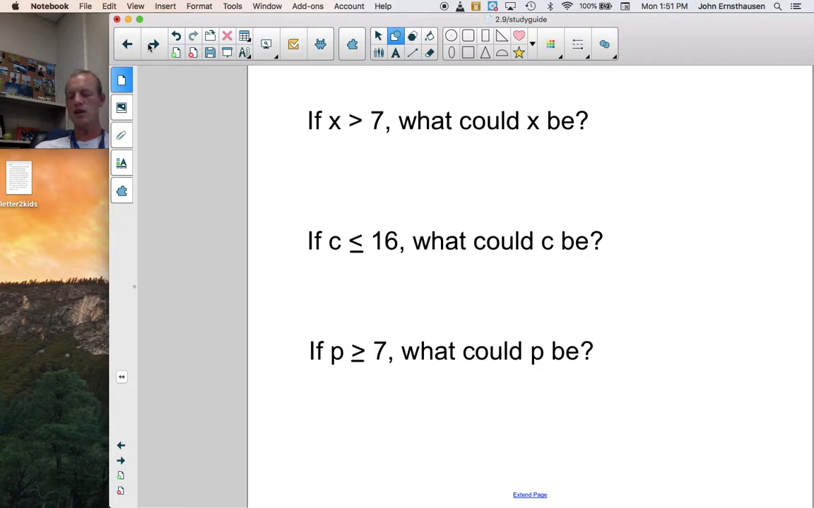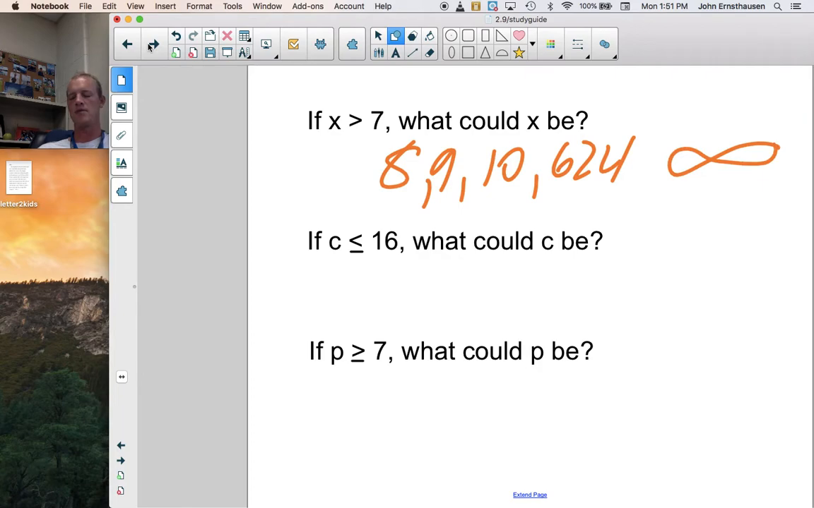If x is greater than 7, what could x be? X could be 8. X could be 9, 10, 624. Any number bigger than 7. There are, again, an infinite number of solutions. All right, let's read this one together.